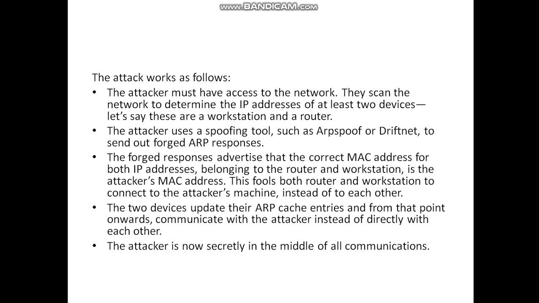Now the attacker uses a spoofing tool such as ARP spoof or DriftNet to send out forged ARP responses. The forged responses advertise that the correct MAC address for both IP addresses belonging to the router and workstation is the attacker's MAC address. This fools both router and workstation to connect to the attacker's machine instead of to each other. The two devices update their ARP cache entries and from that point onwards communicate with the attacker instead of directly with each other. Now the attacker is secretly in the middle of all the communications.